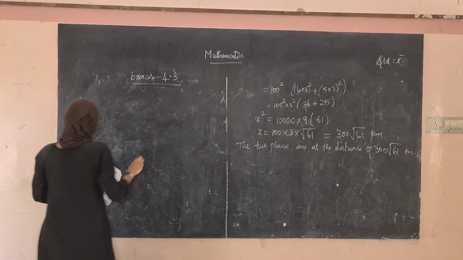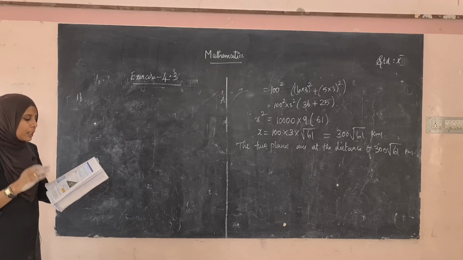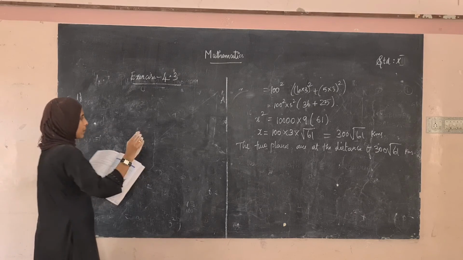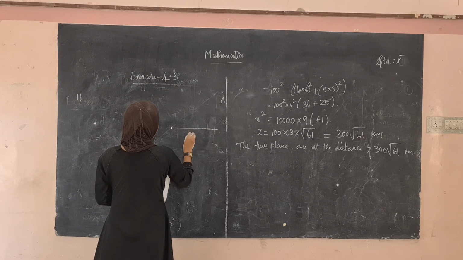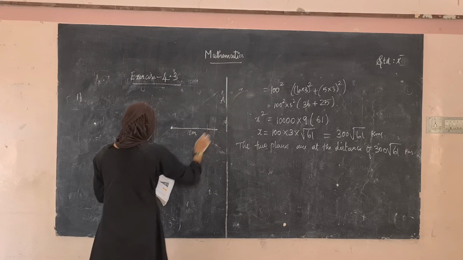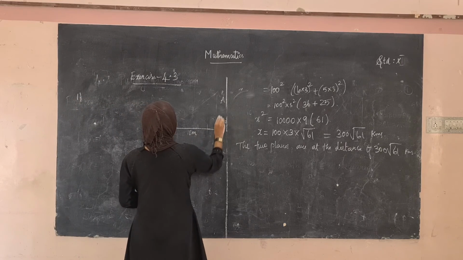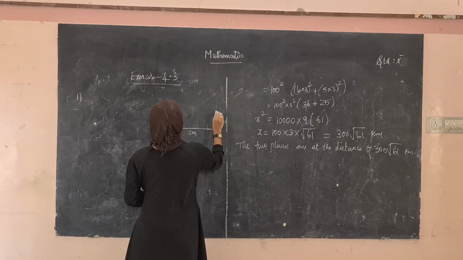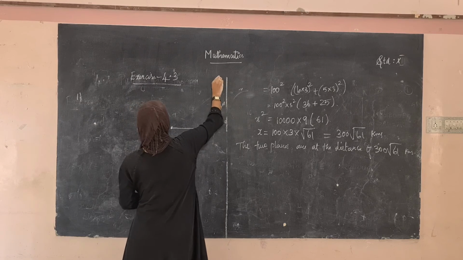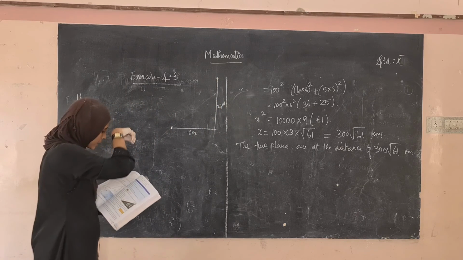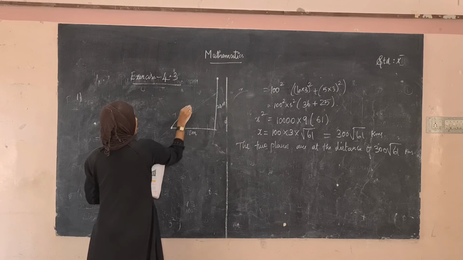Exercise 4.3. See the first sum. A man goes 18 meters due east. What is east? It is direction. If a man is starting from here, he is moving 18 meters due east, and then 24 meters due north. He is traveling north 24 meters. Okay, now he is here. Find the distance of his current position from the starting point. This is the current position and we have to find this distance.